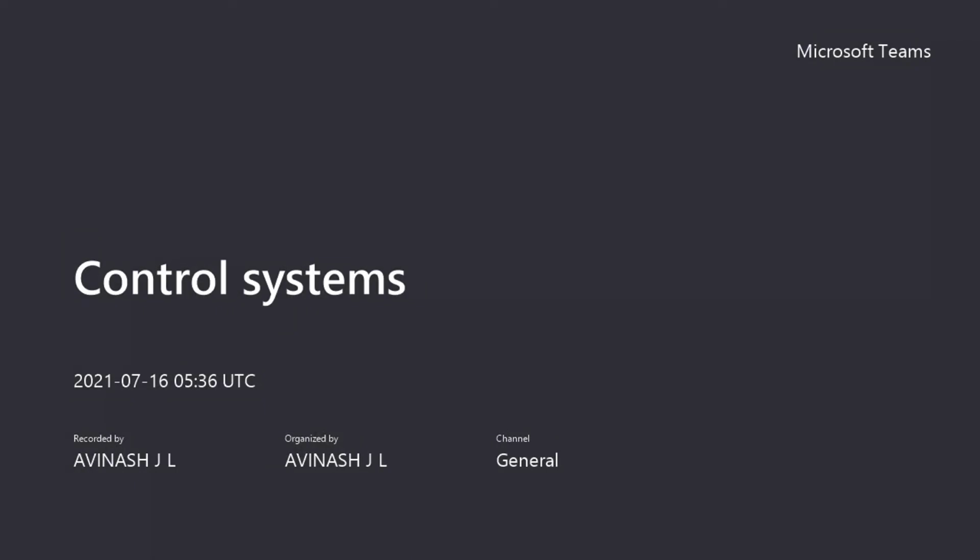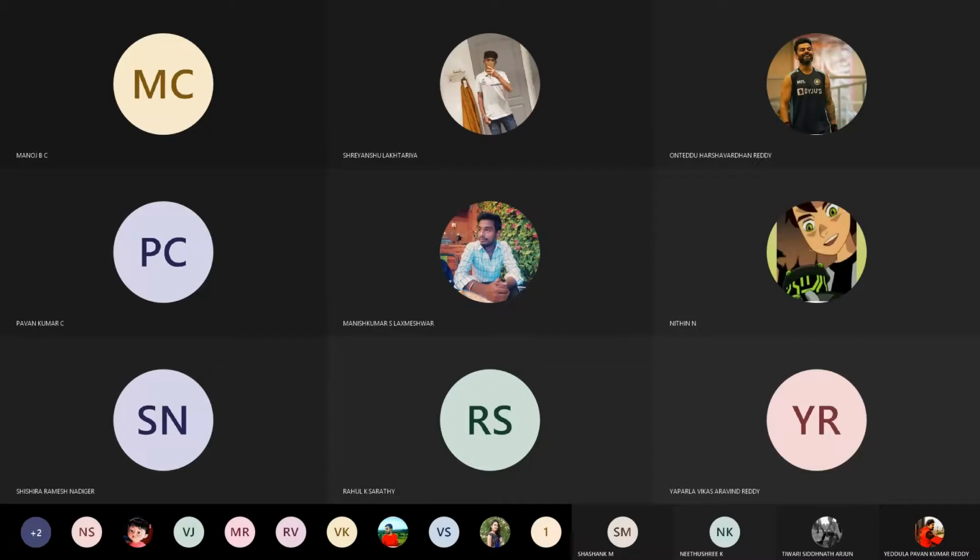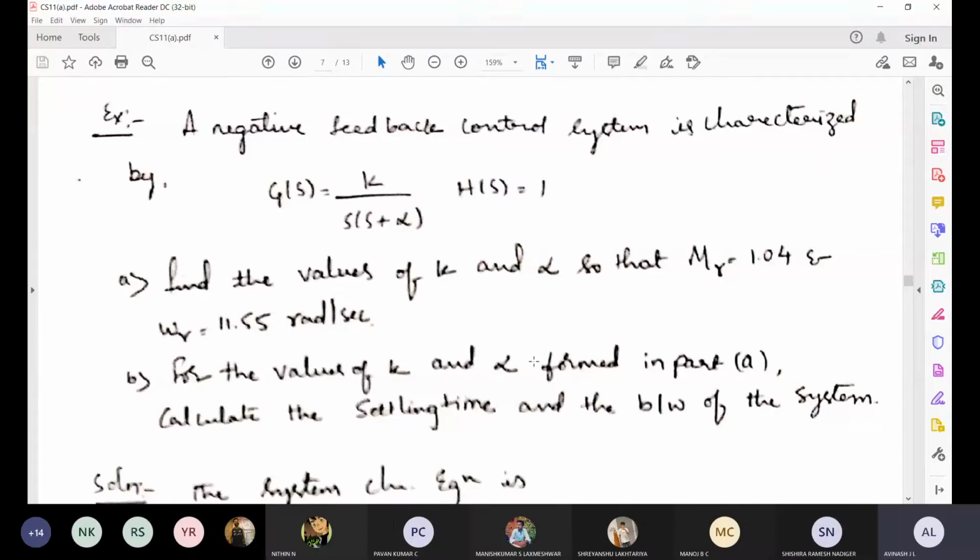In the last class we were discussing this particular numerical. I gave that a negative feedback control system which is characterized by G(s) equal to K divided by s into (s plus alpha) and H(s) equal to 1. For this numerical, we have to find the values of K and alpha so that Mr will be equal to 1.04 and omega r will be equal to 11.55 radians per second.